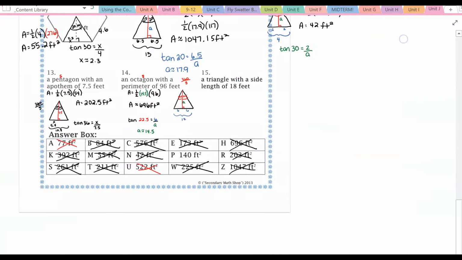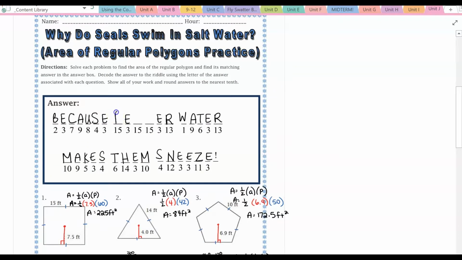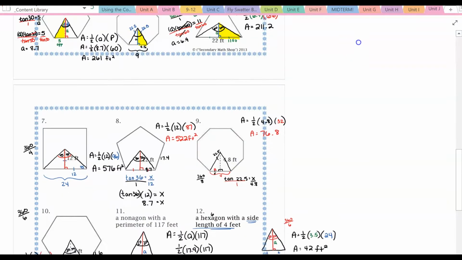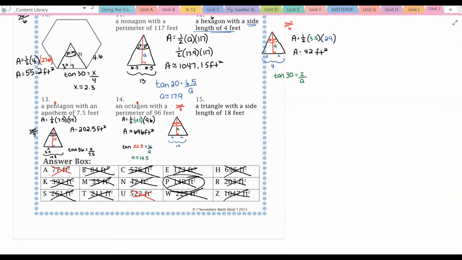Okay, at this point it's very obvious that our last question should have an answer of 140, so that our puzzle says, because pepper water makes them sneeze. But that's not the point of the whole sheet. The whole sheet is to show your work for this. So let's show that question 15 is 140.